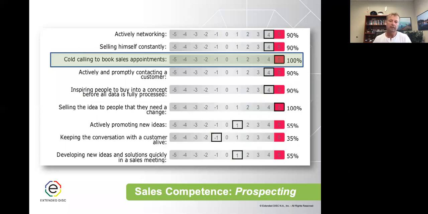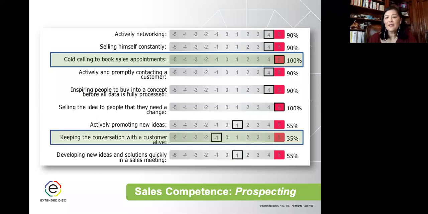In fact, so well that they may over-focus in this area because it is so comfortable, and we tend to do what's most comfortable to us if we are not thinking about how to modify behavior. So that magenta color all the way to the right on all of these bar graphs would be the ideal. The black rectangular box is what the person is scoring in these different areas. And like you pointed out, in cold calling to book sales appointments, here we have it at 100% match.